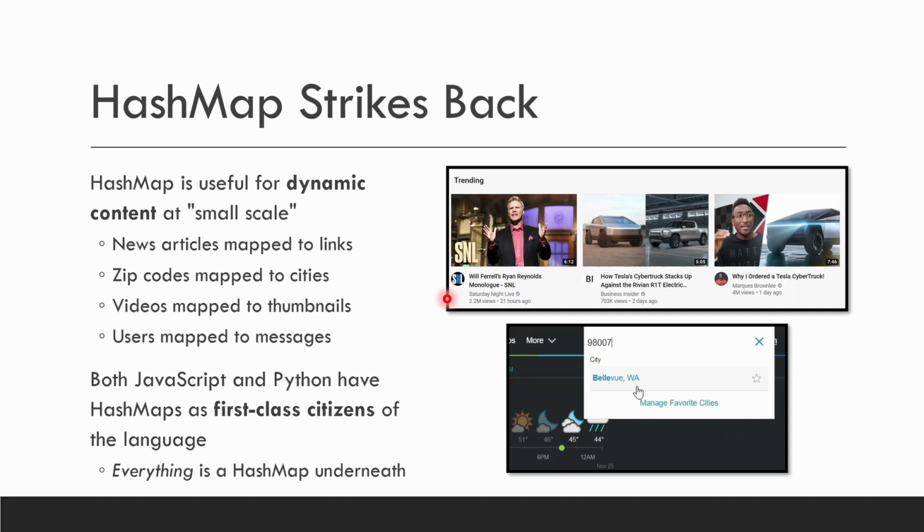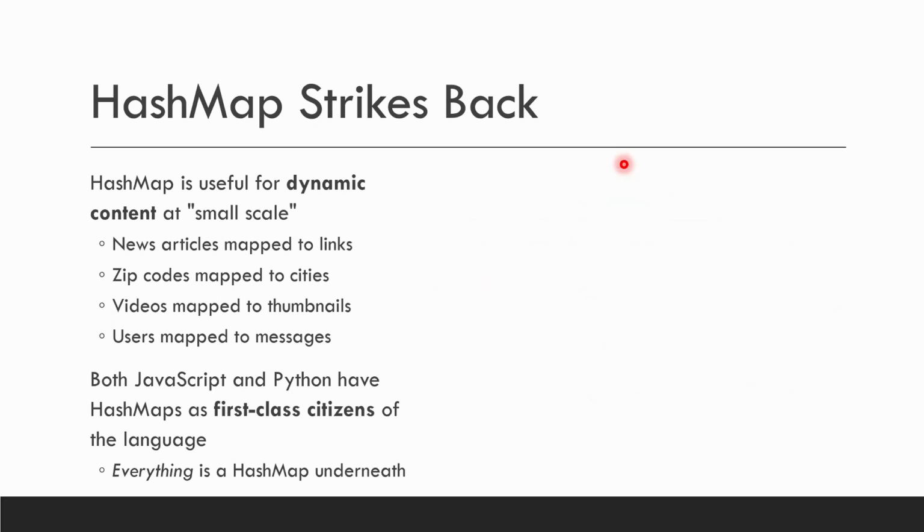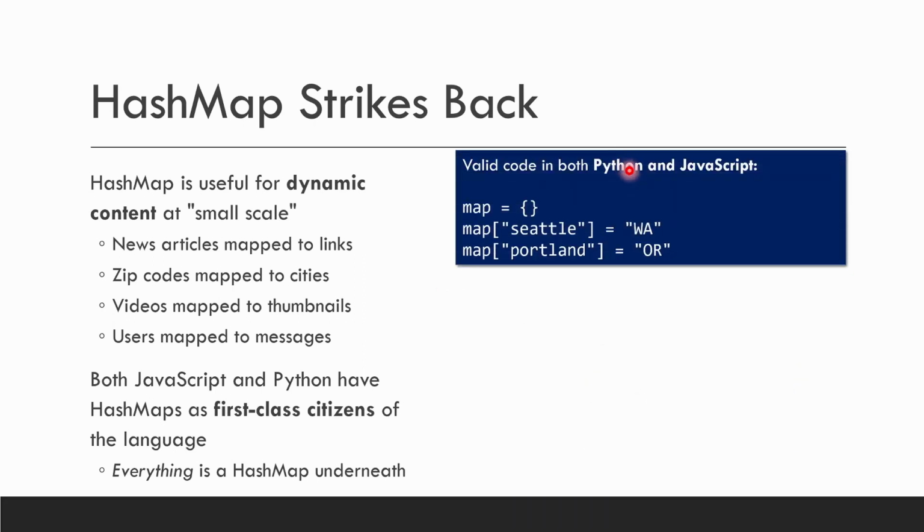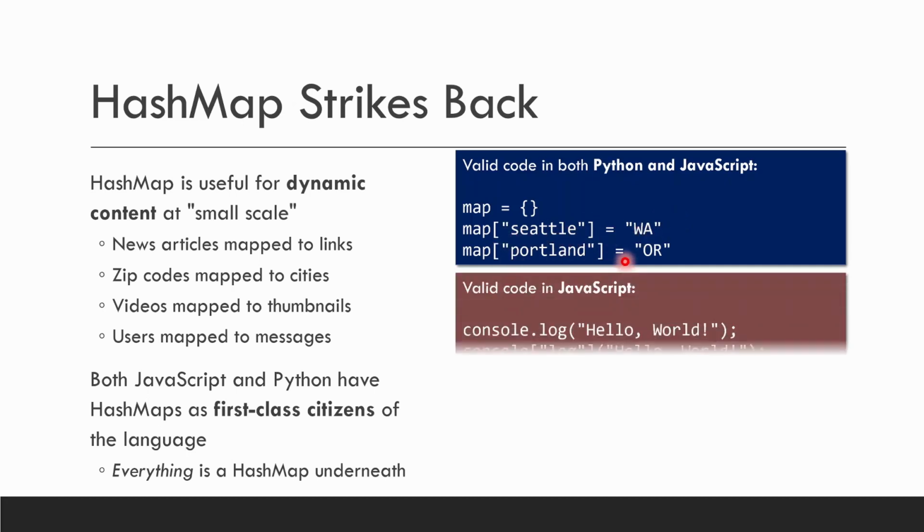Every object inside JavaScript and Python is actually a hash map underneath. Whenever you do a property lookup on one of these languages, you're actually doing a sort of hash map lookup on the object itself. Let's see a concrete example of what I mean by that. Here is some valid code in both Python and JavaScript. You can define a hash map as being a new hash map just by these curly braces here. You can map a string to another value, like Seattle in Washington or Portland in Oregon.